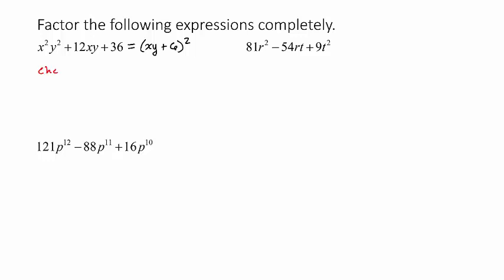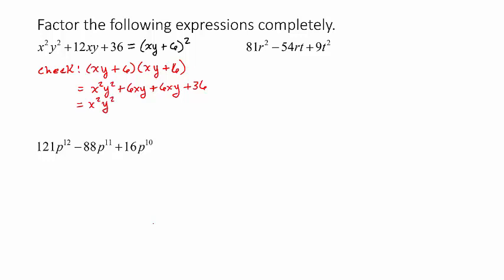All right, so just to check this, and especially when we're factoring a special form, if we didn't do the arithmetic right to get that middle term, you just want to make sure. Did we do this? Okay, so xy times xy is x squared y squared. xy times 6 is plus 6xy. 6 times xy is plus 6xy. And 6 times 6 is 36. Okay, so I'm going to clean up the middle term. x squared y squared, 6xy and 6xy is 12xy.